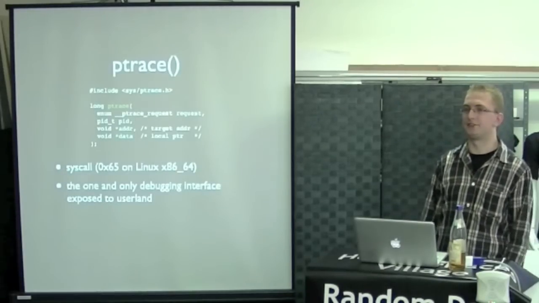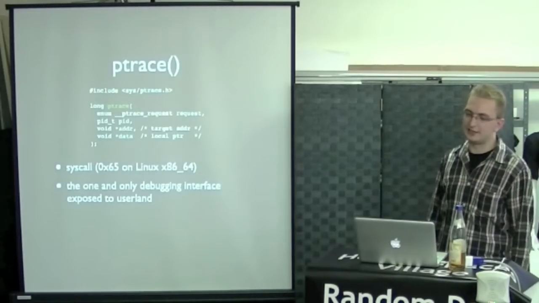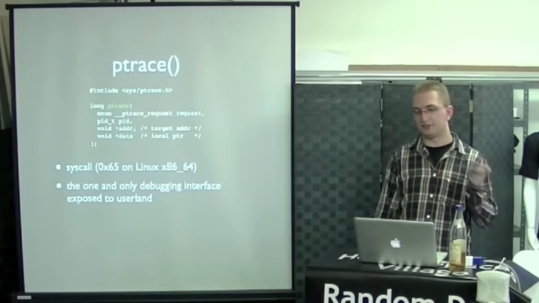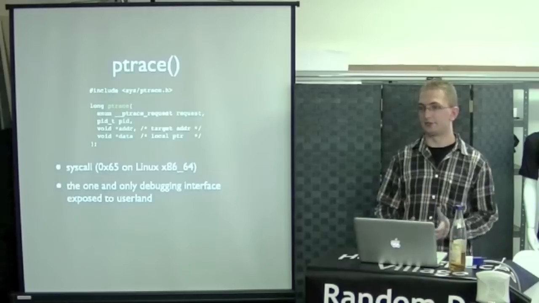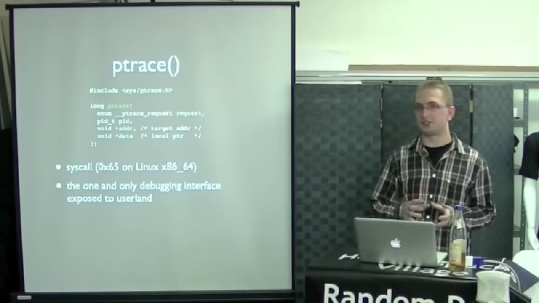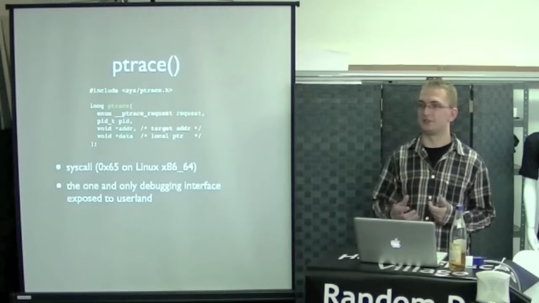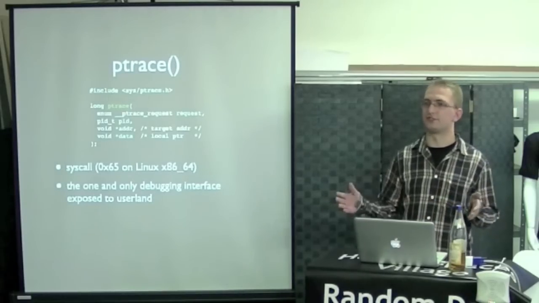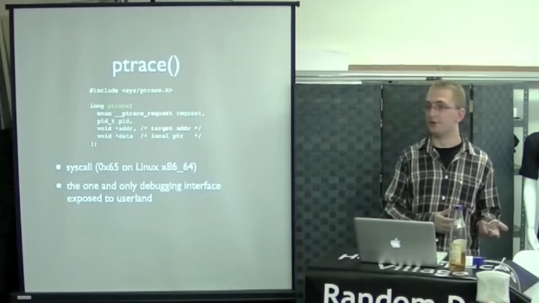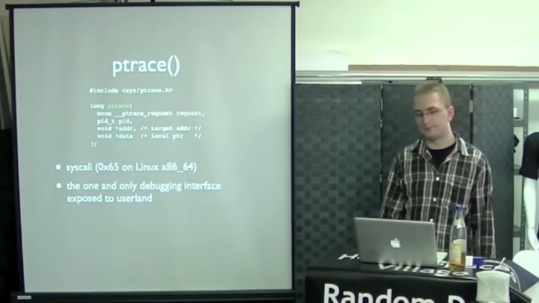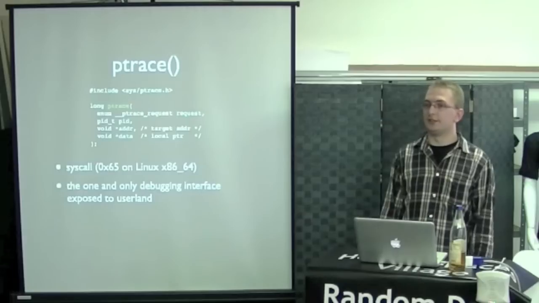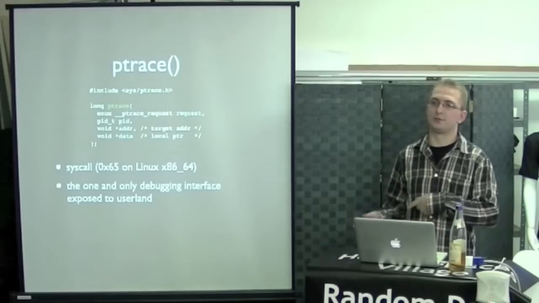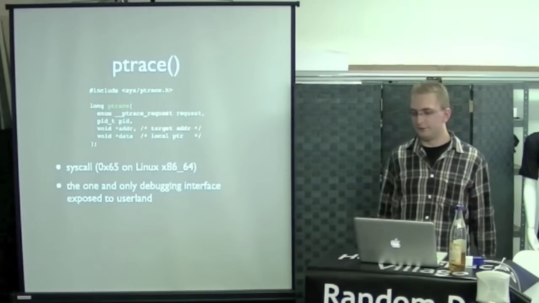How is this done? How does a debugger work? On Linux, there's the ptrace interface for debugging. So there's a system call exposed by the kernel that a userland program can use to attach to any process it has enough privileges to. So say I'm running as user Blasty, I can attach to any of my own processes. But if I were running as root, I could, of course, attach to any process. And it's pretty much the one and only debugging interface that allows a userland application to attach to another userland application and do funny stuff.